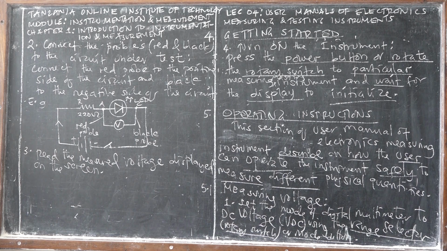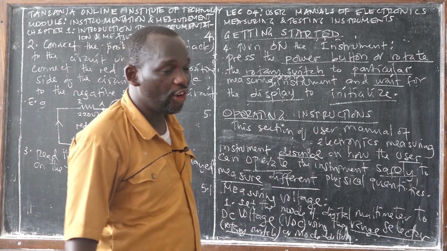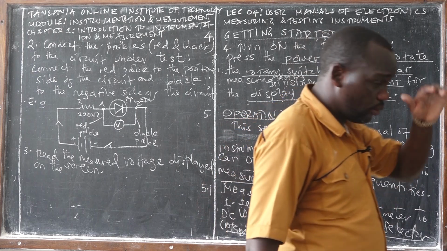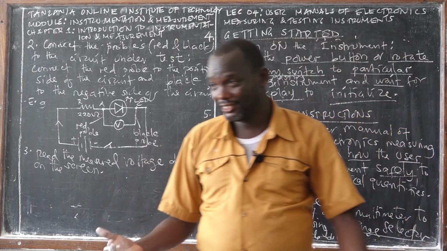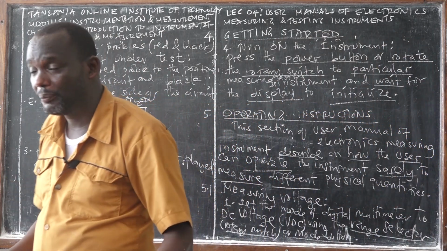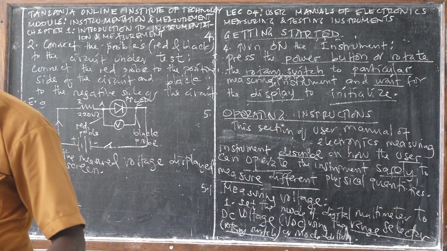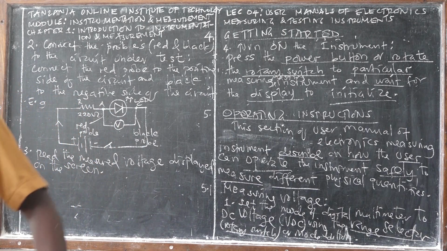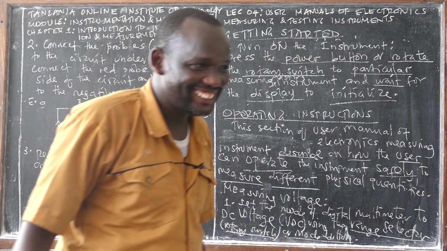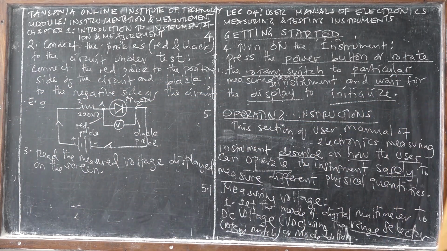What did your neighbor tell you? The digital DC voltmeter will display the same reading, the same magnitude, but with a negative sign. Yeah, that's how. Clap your hands for your neighbor, please.